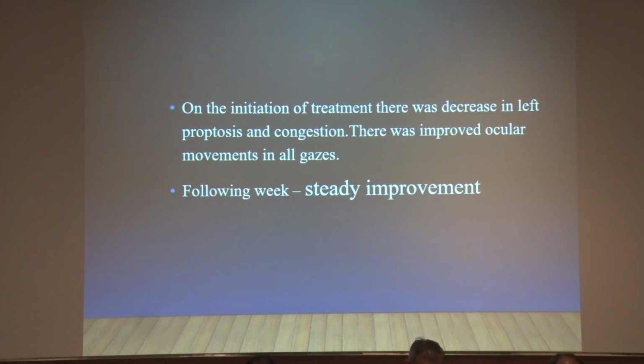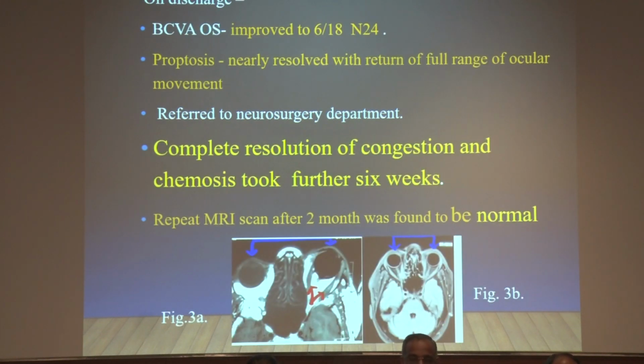On the initiation of treatment, there was decrease in left proptosis and congestion and improved ocular movements in all gauges. In the following week, steady improvement was seen. At the time of discharge, her BCVA was improved to 6/18 and proptosis was nearly resolved with return of full range of ocular movement. She was referred to the neurosurgery department.